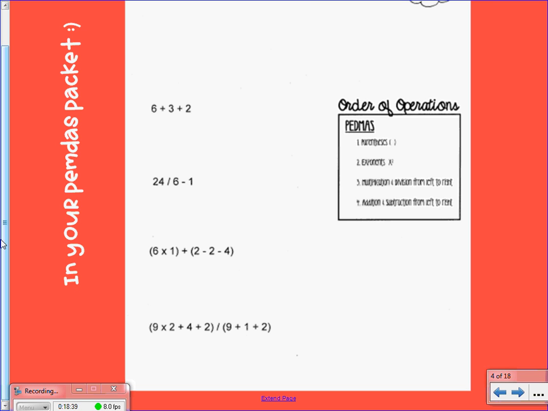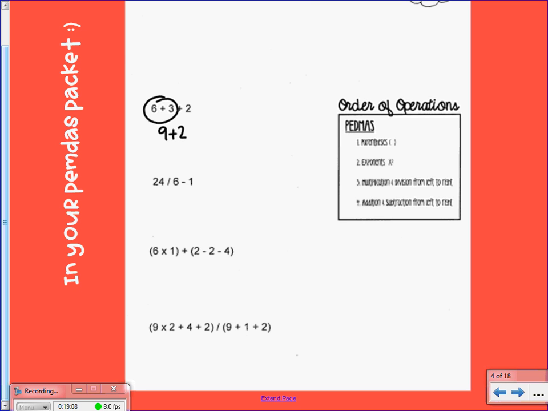So first you look at it. Are there any parentheses in it? Nope. Are there any exponents in it? Nope. Next up is multiplication and division? Nope. Adding and subtracting? Yeah. Adding. But which do I do first? 6 plus 3 or 3 plus 2? Ethan? 6 plus 3 is just what comes first. So we do this part. 6 plus 3 is 9. And the rest we keep rewriting.